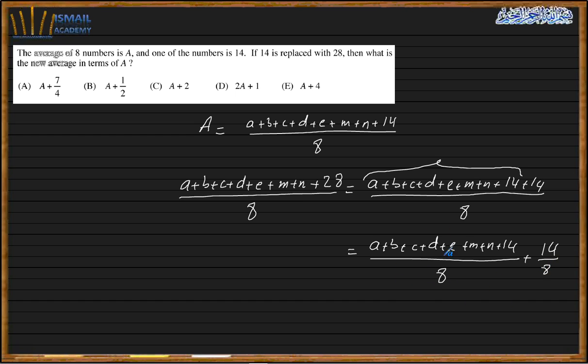Now this is my A, so it's going to be A plus 14 over 8. I simplify 14 over 8, so if I divide by 2, it's going to be A plus 7 over 4. Do we have 7 over 4? Yes. So A plus 7 over 4 is my answer.